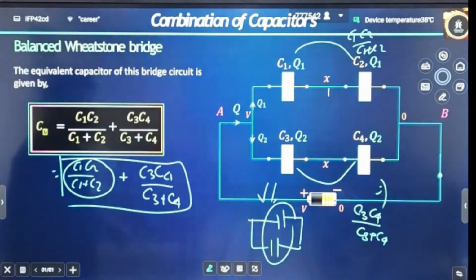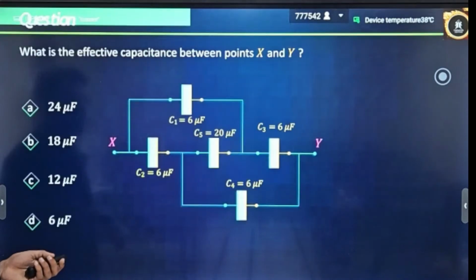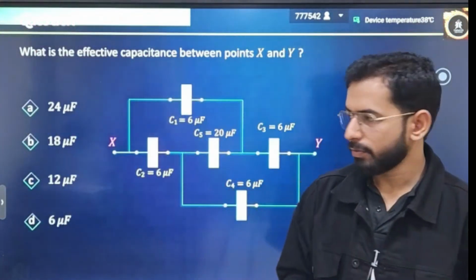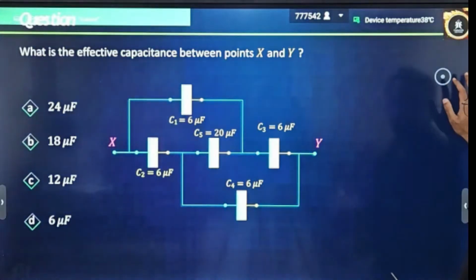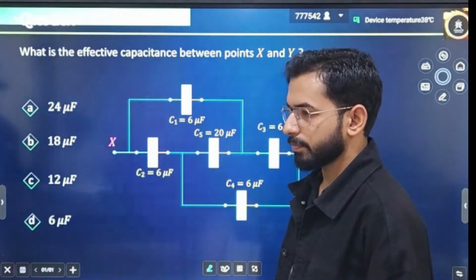It will be C3 C4 divided by C3 plus C4. Correct? So this is up to you if you want to remember. Otherwise, it is a very simple thing. I don't think that you need to remember this also. Now here a kind of balanced Wheatstone bridge is given. How do I judge that it is a balanced Wheatstone bridge? I can say take the ratio.